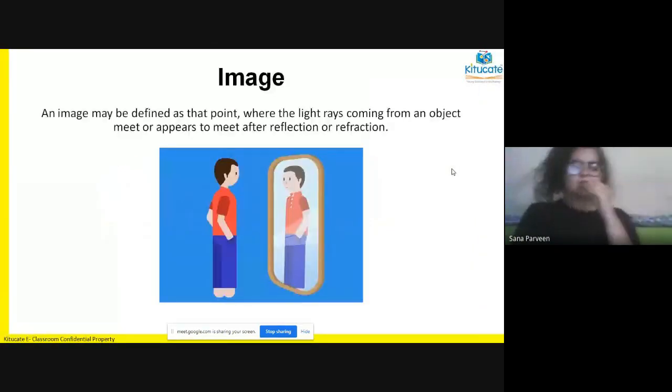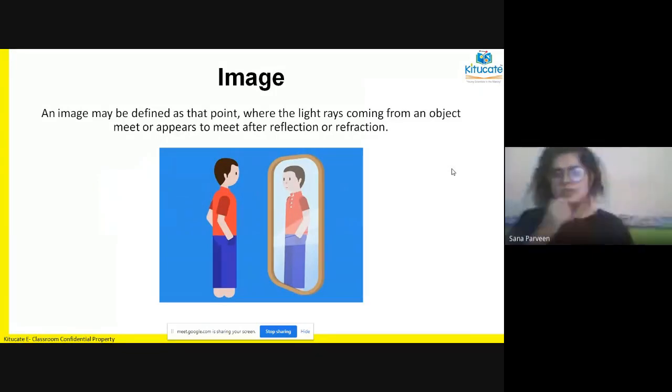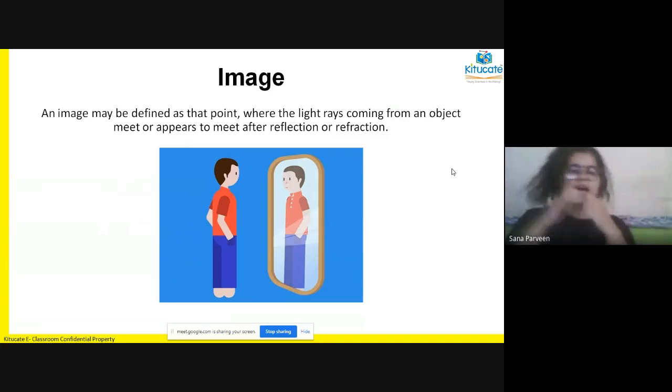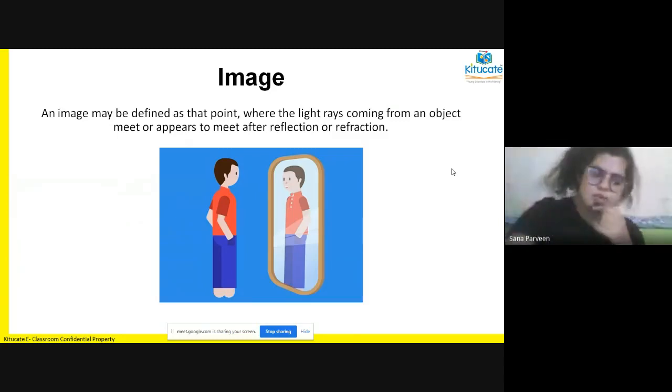Someone is standing in front of the mirror. The person who is standing in front of the mirror is called the object, and an image will be formed inside the mirror. So what is an image? An image may be defined as that point where the light rays coming from an object meet or appear to meet after reflection or refraction.